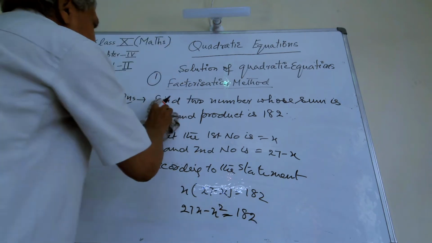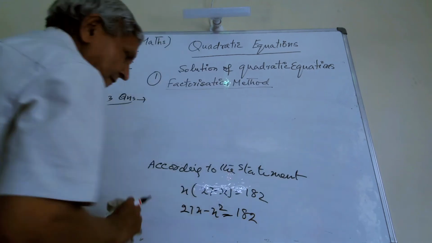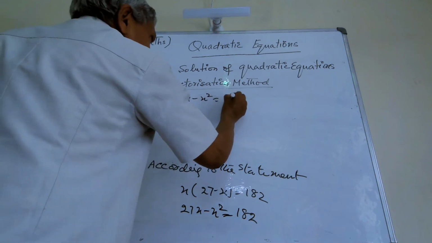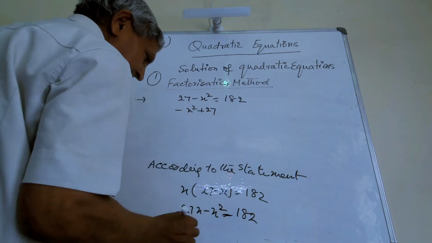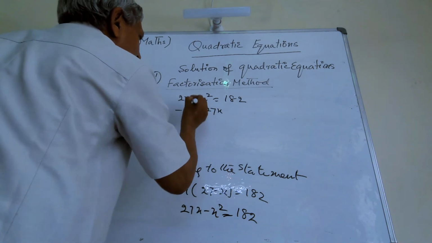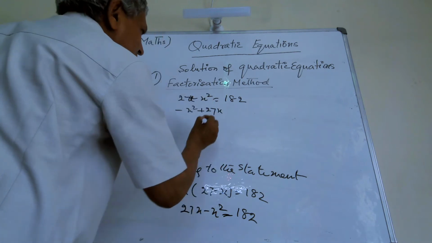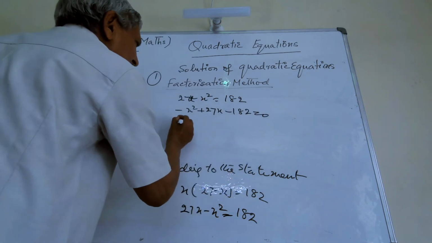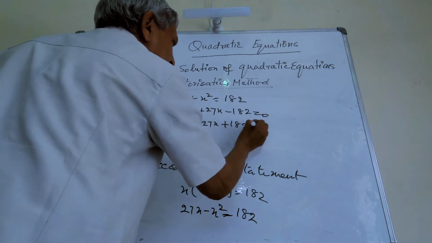Now I am writing it again. 27 minus x square is equal to 182. Minus x square plus 27x minus 182 is equal to 0. Taking out minus common, x square minus 27x plus 182 is equal to 0.